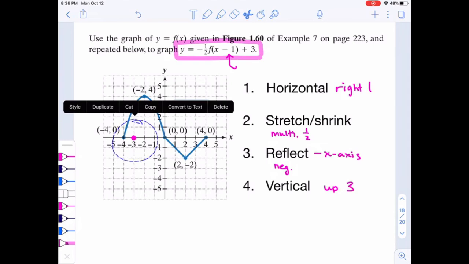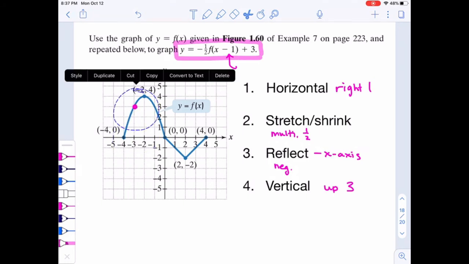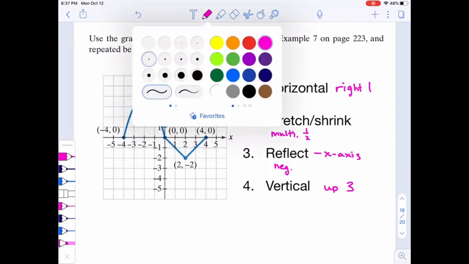Step 3 says to reflect about the x-axis. Well, if I'm on the x-axis, I can't really reflect over the x-axis. But then I have a vertical change of up 3. So that means I'm going to take this point, I'm going to go up 1, 2, 3. Now, I'll take another new point.